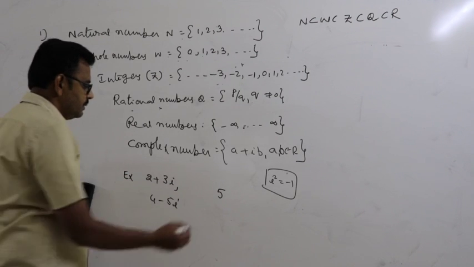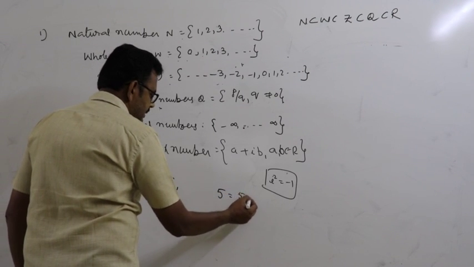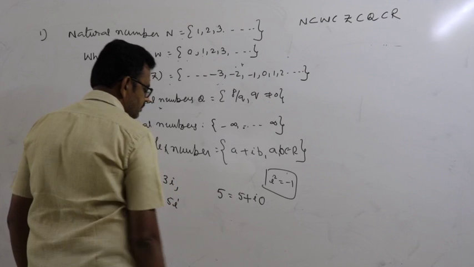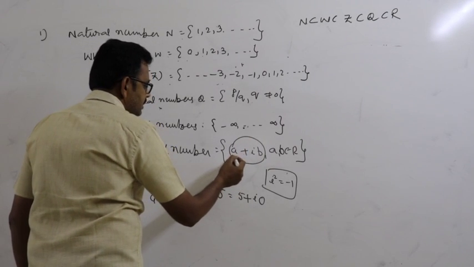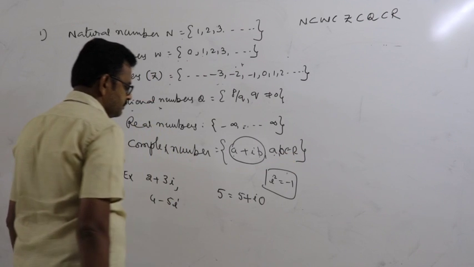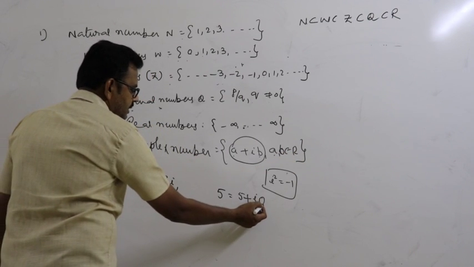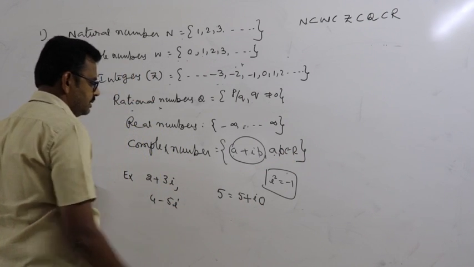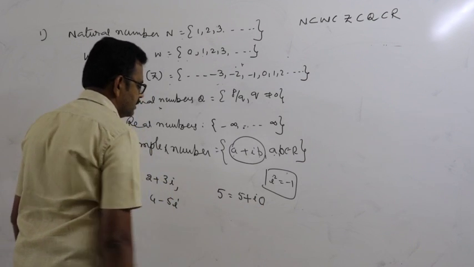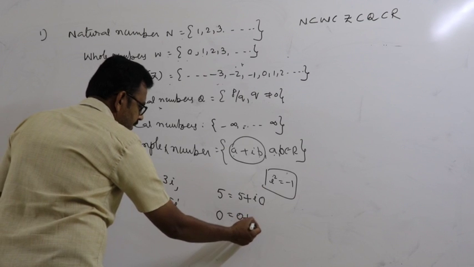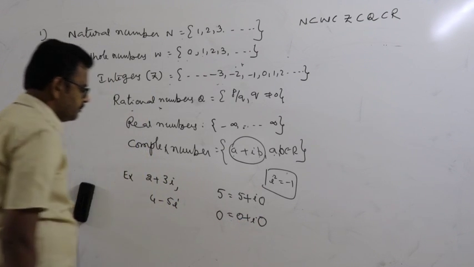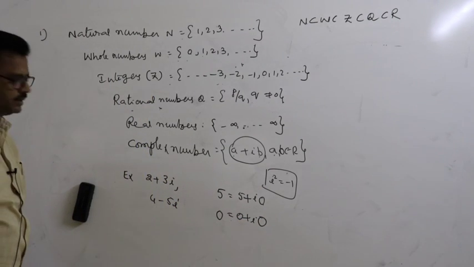5 can be written as 5 plus i0. So, this is of the form a plus ib, where a, b are real numbers. 0 is a real number, 5 is a real number. This is also a complex number. What about 0? 0 can be written as 0 plus i0. So, this is also treated as a complex number.